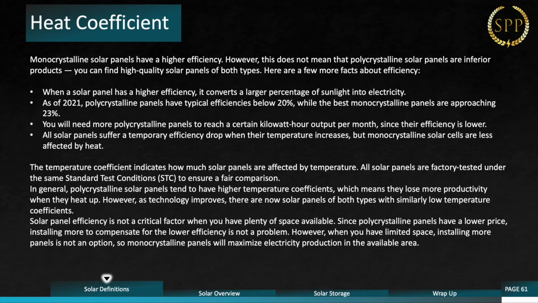So since polycrystalline panels have a lower price point, installing more to compensate for lower efficiency may not be a problem. However, if there's limited space, installing more panels is not going to be an option, which means that monocrystalline panels will maximize the electricity production in the available area.